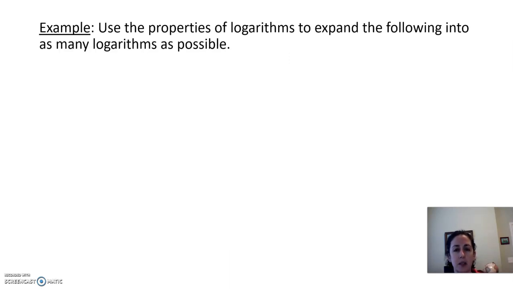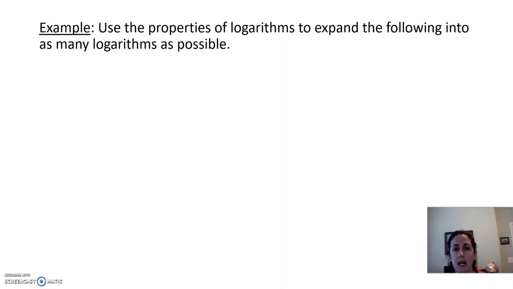Now let's use the properties of logarithms to expand into as many logarithms as possible. To do this, we need to ask ourselves, are we taking the logarithm of two things being multiplied? Are we taking the logarithm of two things being divided? Is what we're taking the logarithm of being raised to a power? And if you answered yes to any of those questions, then you need to use that property of logarithms to expand. And you keep on asking those questions after each expansion until you answer no to all three questions for all of your logarithms.